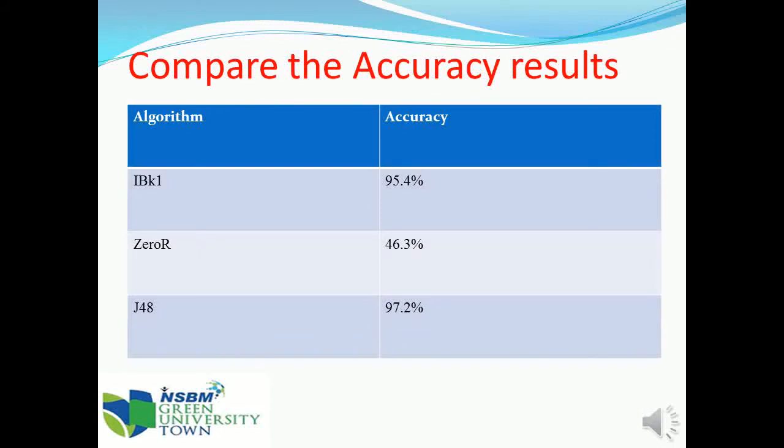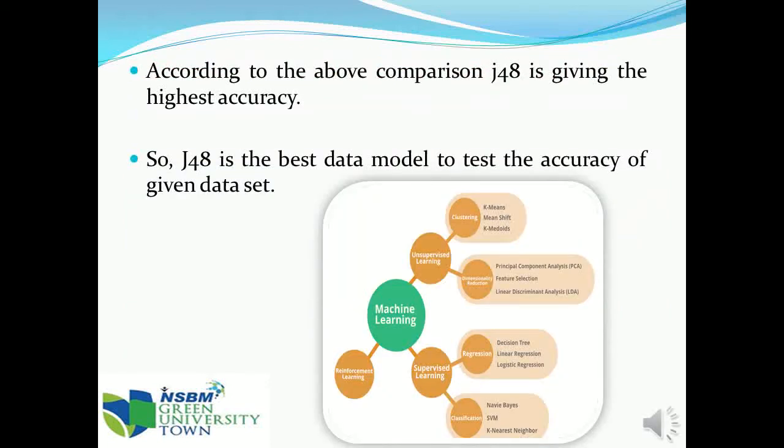Comparing the accuracy results, the IBk algorithm got 95.4% accuracy. The 0R algorithm got 46.3% accuracy. The J48 algorithm got 97.2% accuracy. According to the above comparison, J48 is giving the highest accuracy. So, J48 is the best data model to test the accuracy of the given dataset 1.